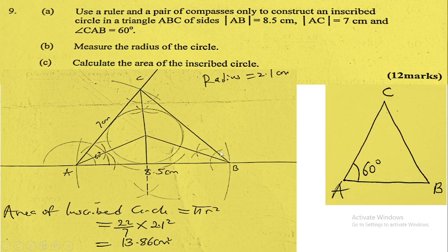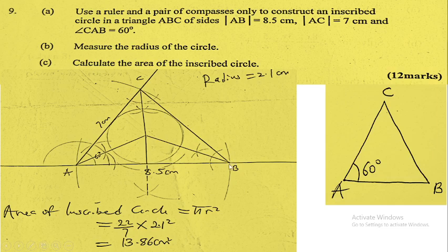Don't close your compass. Take your compass here again, then also make an arc inside the triangle here. Put your compass here again, also make another arc here. So you can see that the first thing you do is take your compass, you can try to adjust the radius.